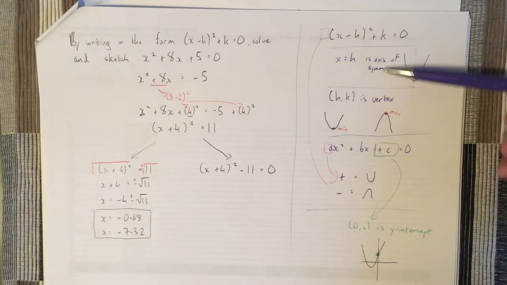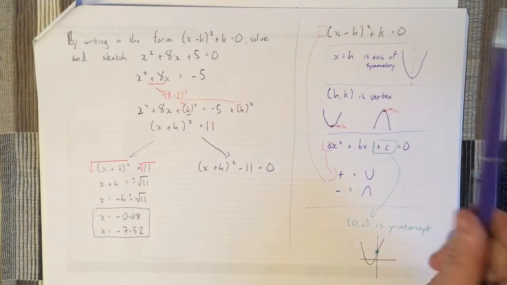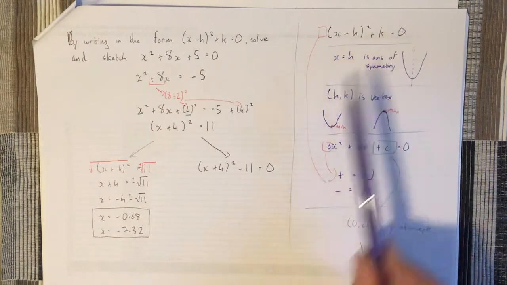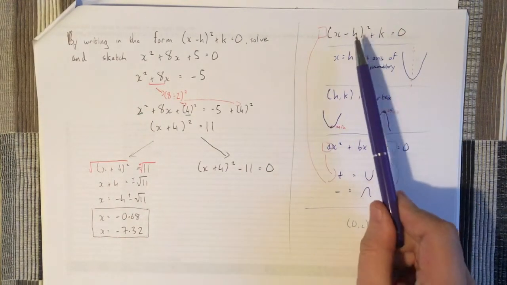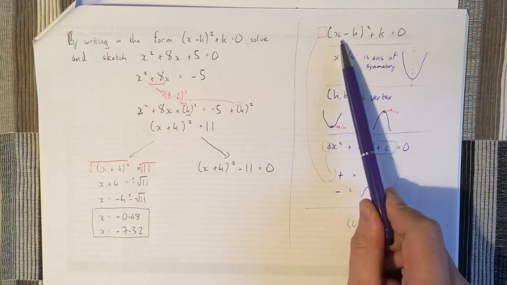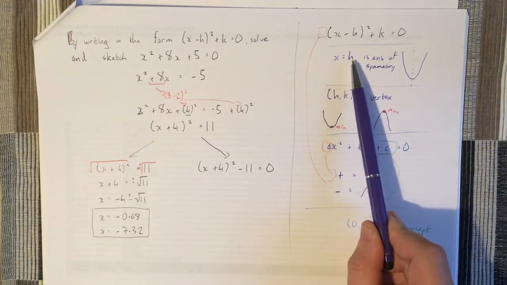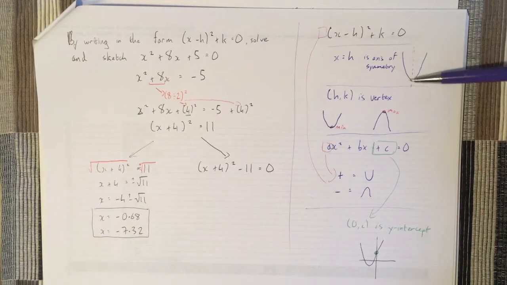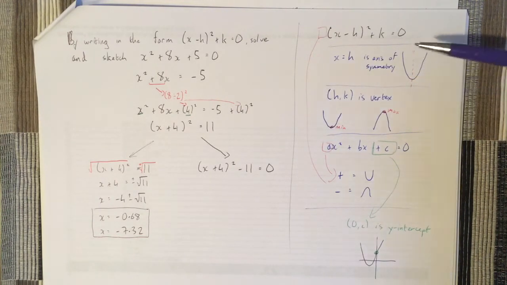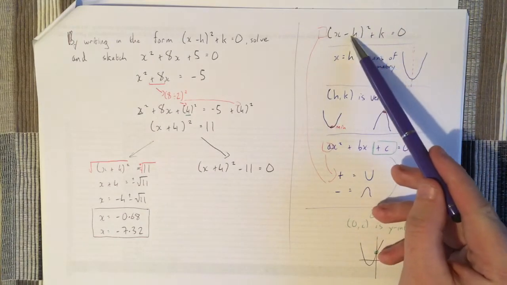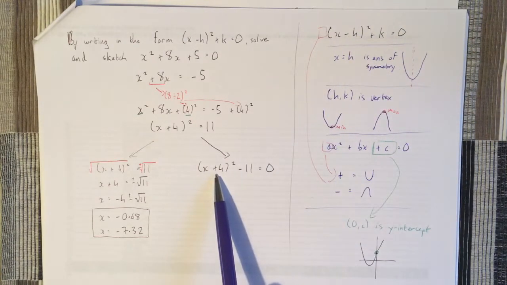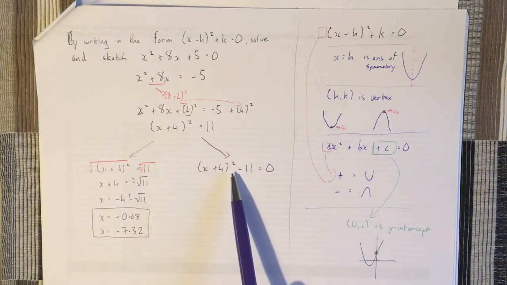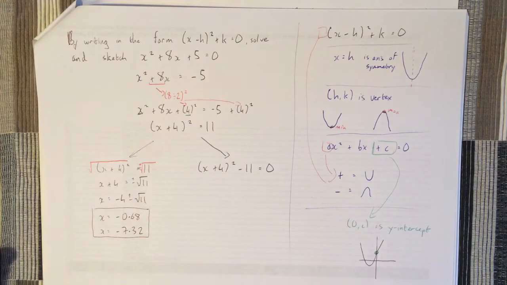And then the information I can get from it, I've kind of summarized over here. So x minus h squared plus k equals 0. That's my standard completed square form. When it's in this form here, x equals h is your axis of symmetry. Okay, so it's the line that your curve is symmetrical about. So I'm expecting h to be negative in this one here, it's positive. So x is equal to minus 4 is going to be my axis of symmetry.